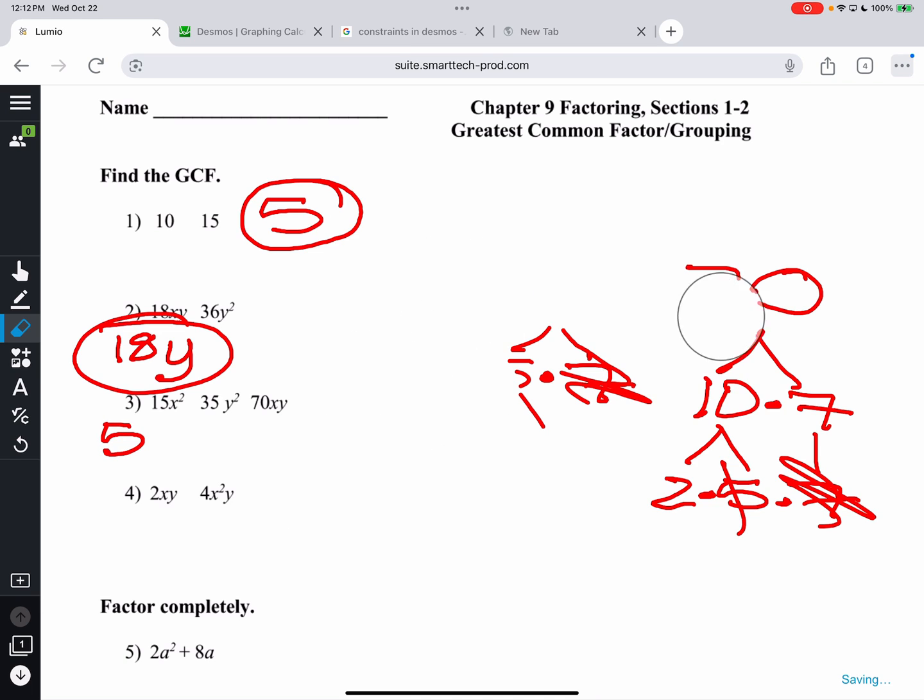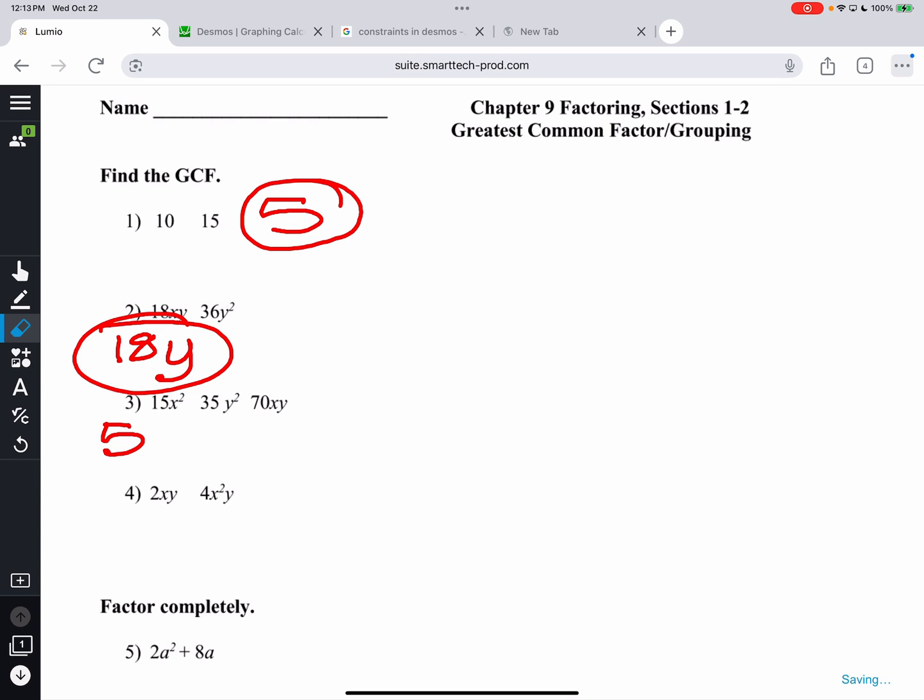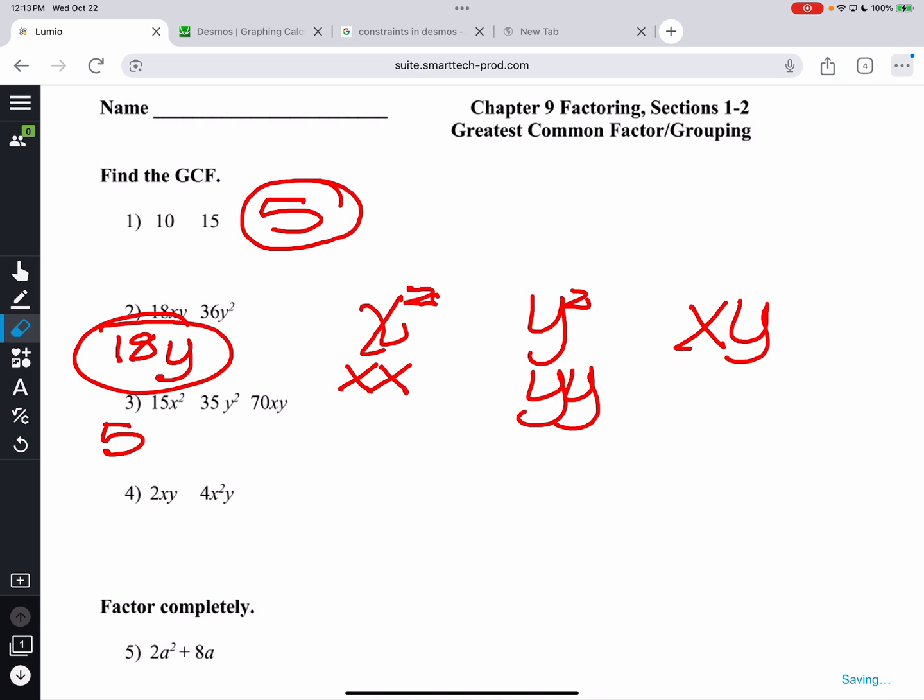And then we look at our variables. We have an x squared, we have a y squared, and we have an xy. So we know x squared is like 2 x's, y squared is 2 y's. So do they all three share an x? No. Do they all three share a y? No. So the only greatest common factor that those three terms have is 5.